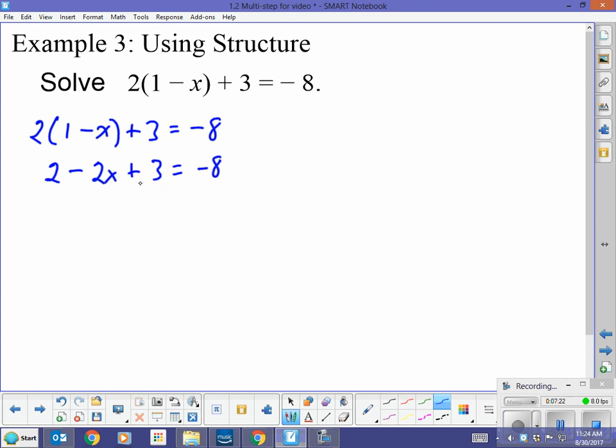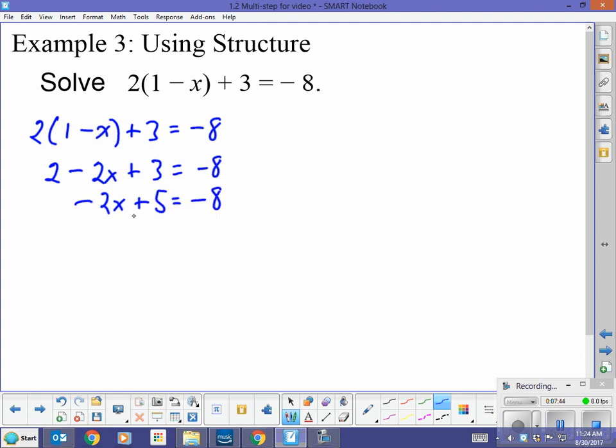The 2 and the 3 are like terms because they have the same variable factor, which is, they don't have one. So these are what we call constants. These plain numbers we call constants. Okay, so 2 plus 3 is 5, so negative 2x plus 5 equals negative 8.